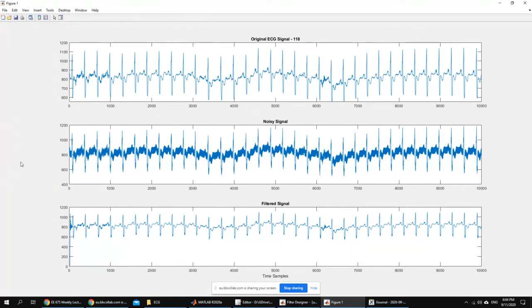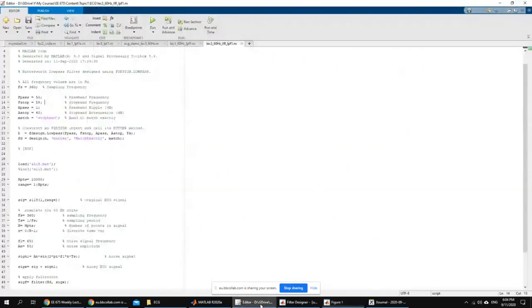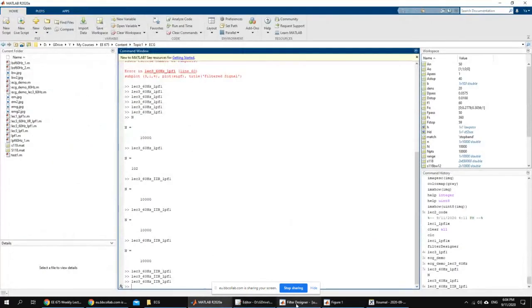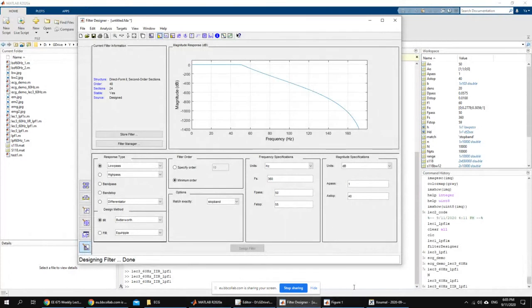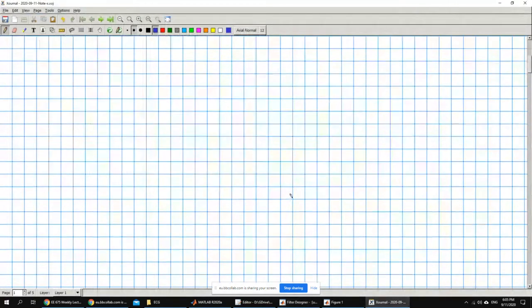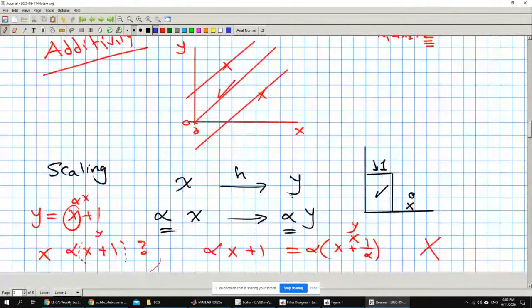I want to do one more experiment on this 60 Hertz noise. If you remember, we have something called band stop filters or notch filters. Do you remember band stop filters? Yes, I remember. Band stop filters.